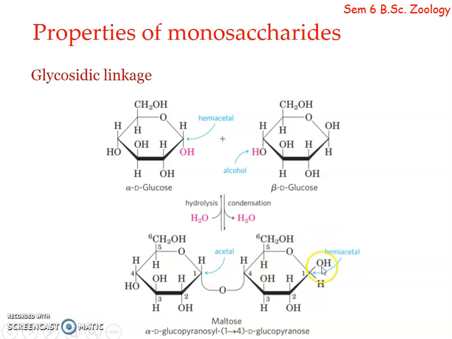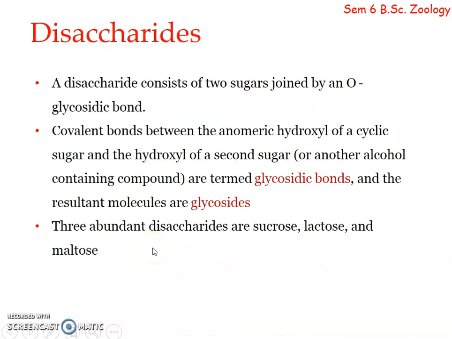What about this one? Here, in the case of maltose, the second glucose has a free anomeric carbon. The first carbon is free. So there is a free anomeric carbon in this particular disaccharide, and it can show the reducing ability. It can bring about the reduction of cupric to cuprous. So this is what I would like to tell here.